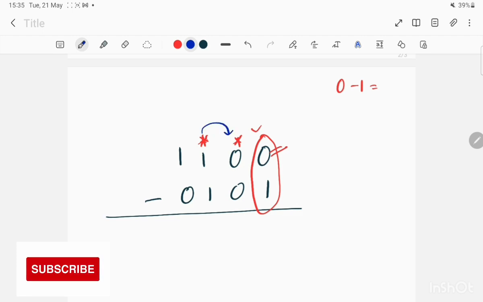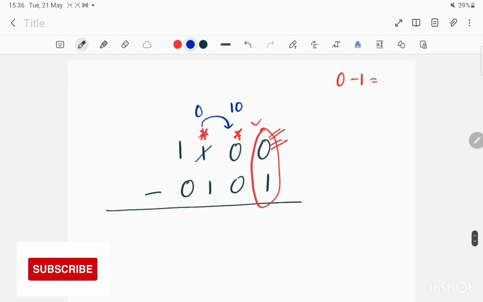Once we borrow 1 from here to here, it becomes 1 0. When 1 is borrowed from here, it doesn't become 1 plus 0, it is 1 0, and this is already gone, so this has become 0 now. Now again, this position is still 0, so we need to borrow again. Another borrow we need to do. So from here we will borrow once more.